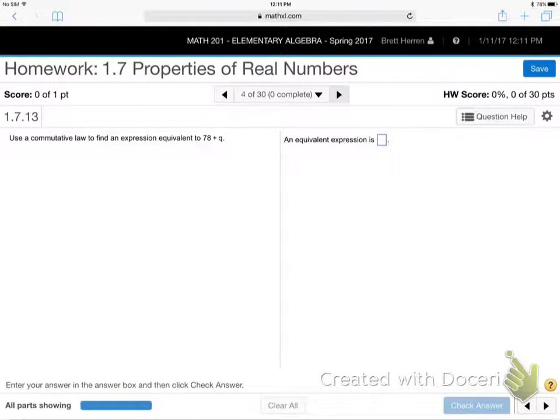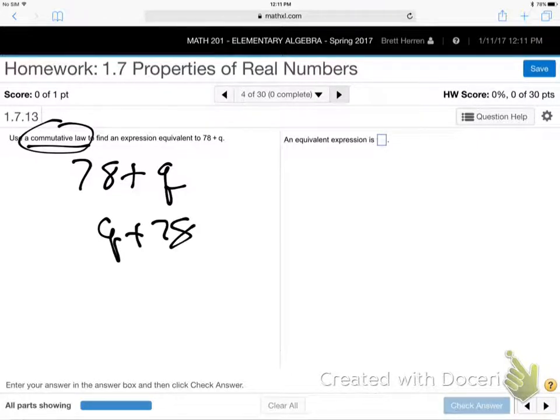All right. So commutative law, 78 plus Q, commutative law. What's the commutative law? Do you guys know that one? I wouldn't expect you to know. It's kind of a weird thing, but it's the flow. Like when people commute, what do they do to work? They go back and forth, back and forth. It's just fancy words for switch. Honestly, I'm not going to put that on the test. It just means switch the order. That's all it means. Same answer.